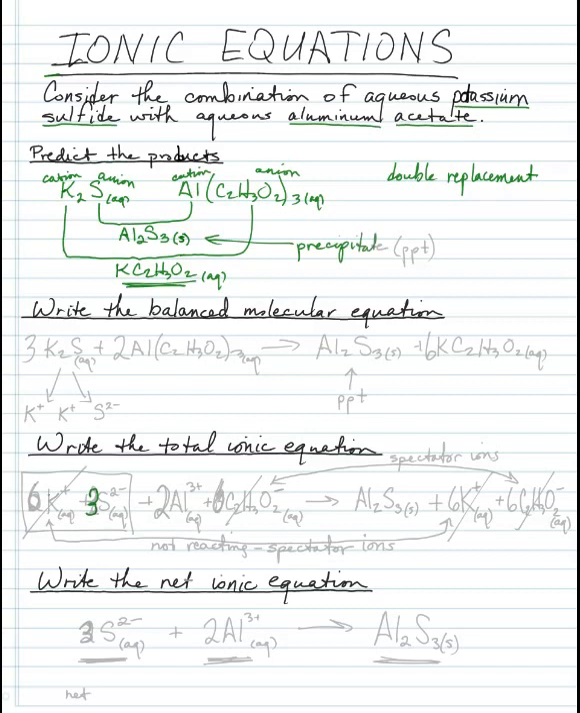And the formation of that precipitate is what makes this reaction happen. And sometimes precipitate can be abbreviated as PPT. All right, so now that we've figured out what our compounds are, let's quickly balance this reaction.